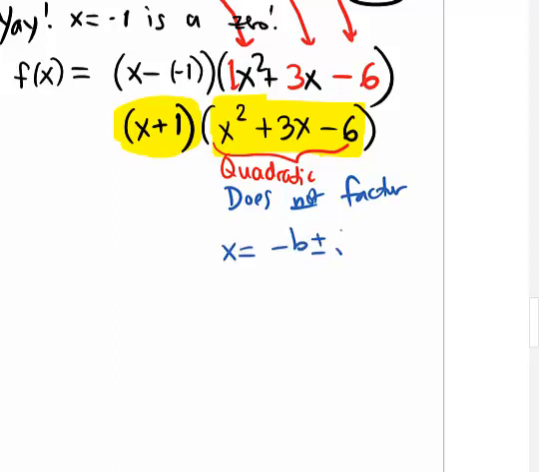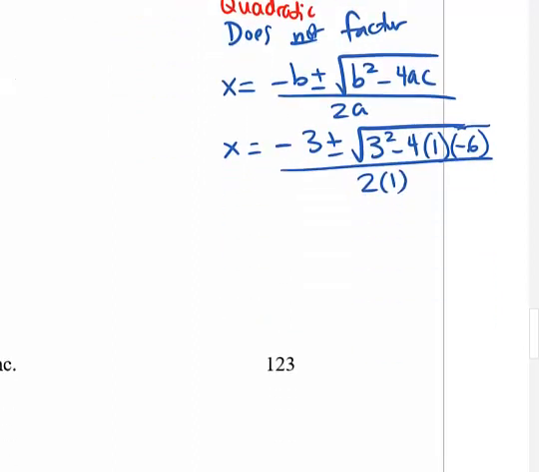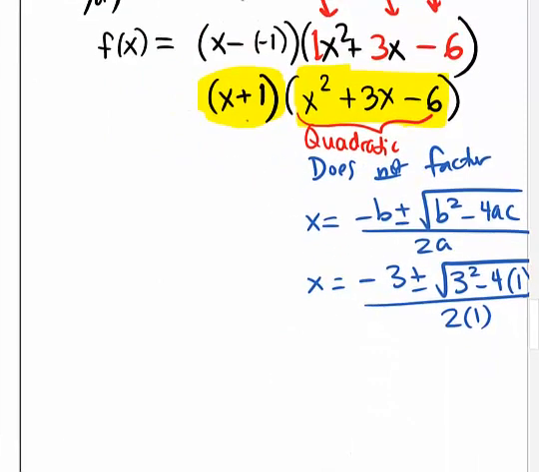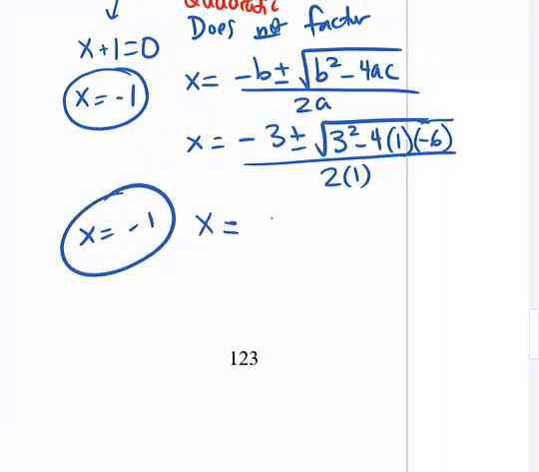X equals negative b plus or minus the square root of b squared minus 4ac over 2a. Okay, and I'll substitute what I know in. Negative b is 3, plus or minus the square root of b squared, that's 3 squared, minus 4 times a, which is 1, times c, which is negative 6, over 2 times a, which is 1. Alright, we'll simplify this. And I can't forget that the factor x plus 1 is going to give me another solution. If I set it equal to 0, I get negative 1. So I can't forget to put that in my answer. That's the easy one. But the other two are going to come from this quadratic formula here when I simplify it.